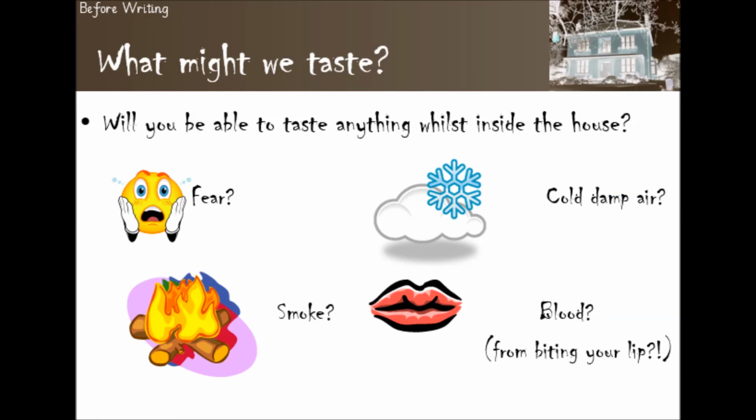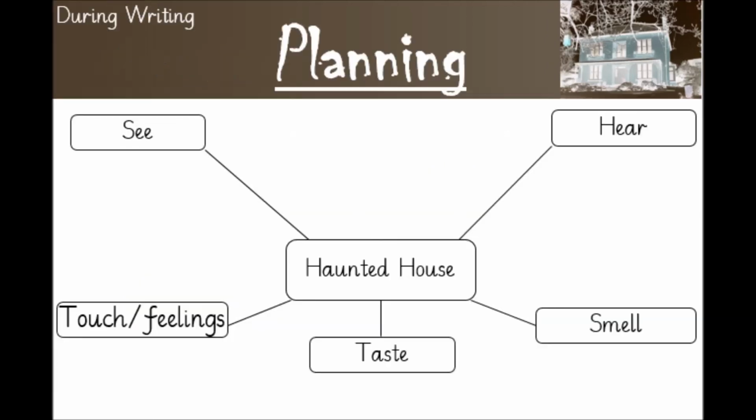Okay, next we're going to look at planning, and this will be the last thing that we need to do today. Everything after this is for tomorrow for writing. So you're going to do another mind map, and write haunted house in the middle and then your five senses: what can you see, what can you hear, what can you touch, what can you taste, what can you smell? And touch includes your feelings, your emotions. Once you have done that, you have completed the task for today and you can do your writing tomorrow.